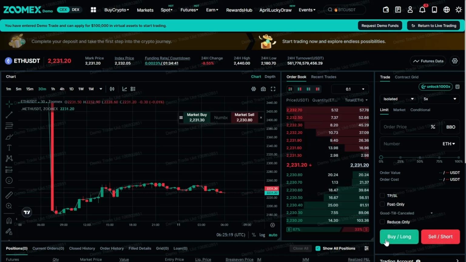When you are long, you think the price will go up, so that's what you're betting on. And when you are short, you think the price will go down and you are betting on that. Zoomex has three different types of orders.